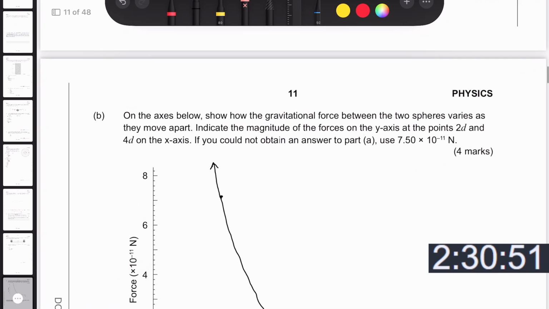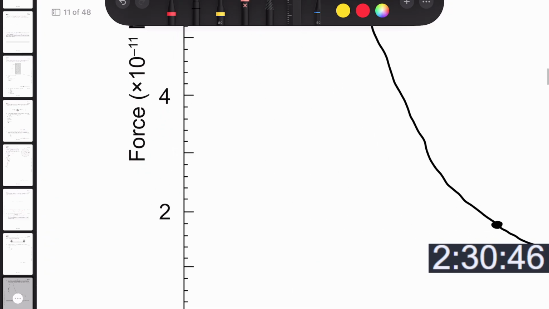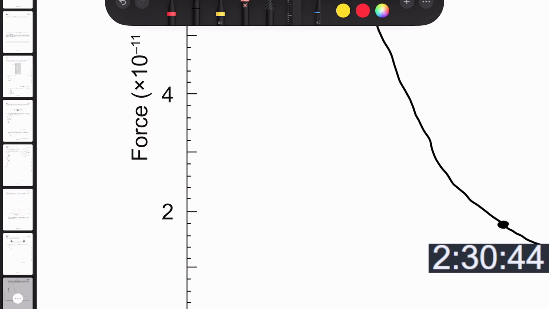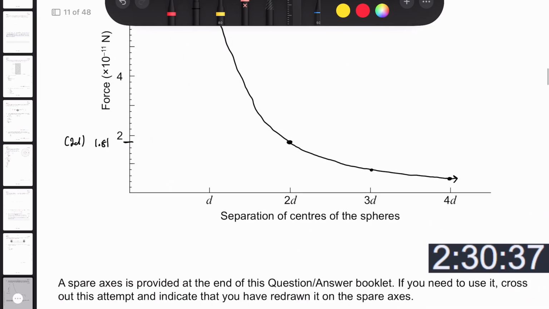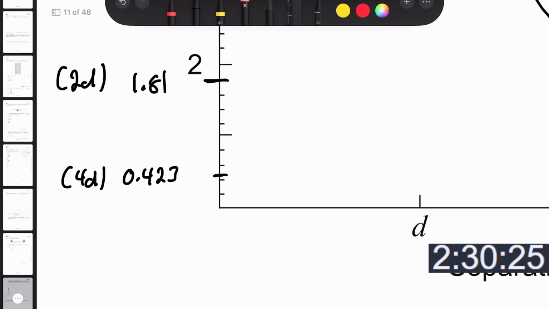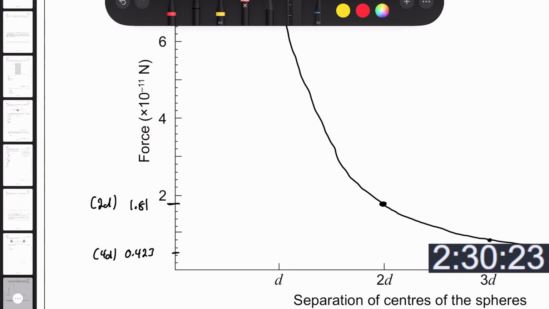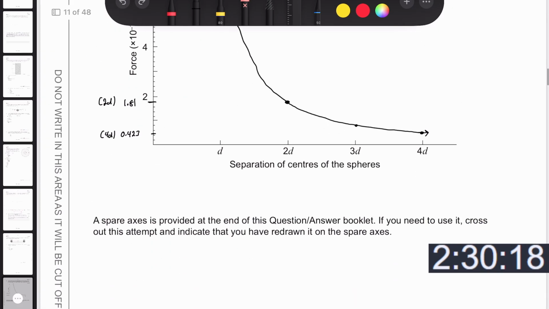What the heck? Okay, and then they want us to indicate 2D. So 2D was 7.24 divided by 4, which is 1.8. 1.81, so I'll say 2D. And for 4D, it was 7.24 divided by 16, which was 0.45. 4D is 0.423. Oh, that's fine. Okay, yep.